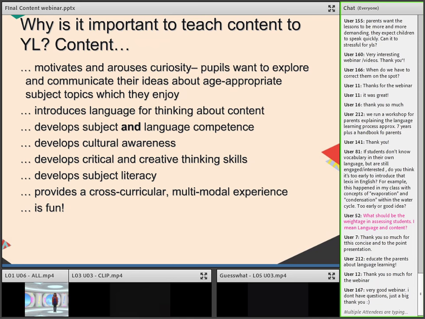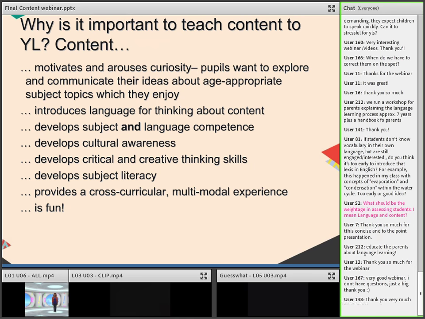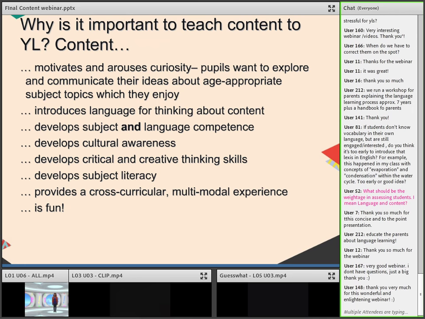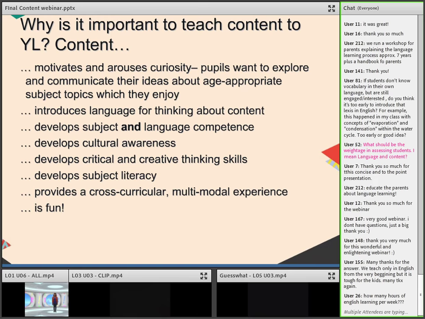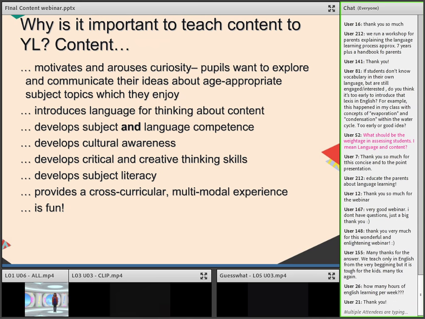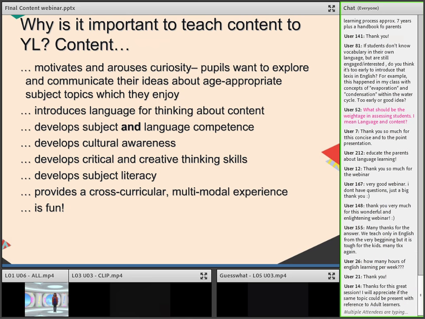Okay, thanks. A question now from David Howe, it's quite an interesting one, I think. If the students don't actually yet know the vocabulary in their own language for something, but are still interested and engaged in a topic, do you think it's too early to introduce that lexis in English? David says that it happened to him in his class with concepts of evaporation and condensation in the water cycle. Yes, well, I think it's fabulous that we're introducing concepts which they're interested in, in English, and it's so much more meaningful.